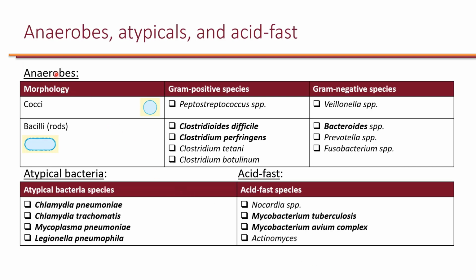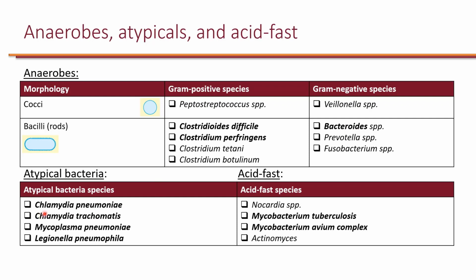Now let's take a look at some anaerobes. For gram-positive anaerobes, there is Peptostreptococcus, and then we have a series of Clostridium and Clostridioides difficile. Clostridioides difficile also used to be called Clostridium difficile; the nomenclature changed a few years ago. We will cover these later in the course. And for the gram-negative anaerobes, the most important you need to know is Bacteroides, because in any intra-abdominal infection, Bacteroides have an important role.